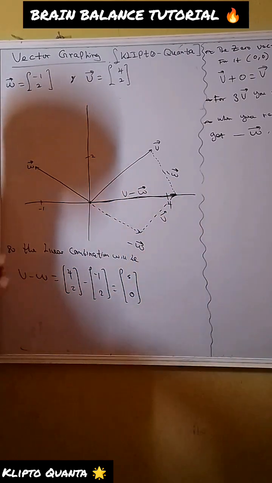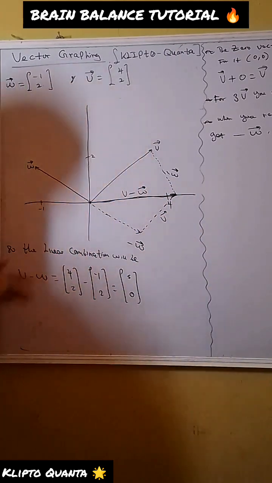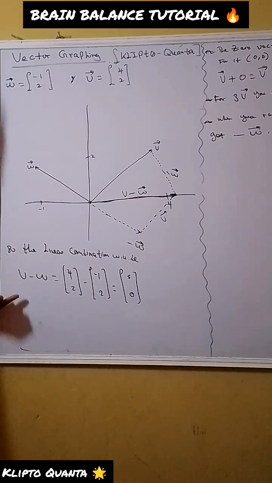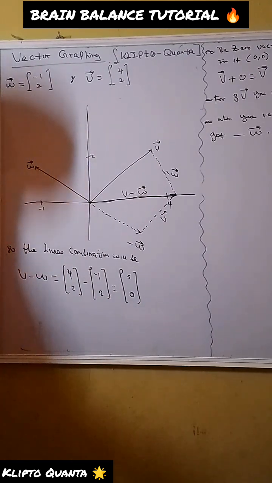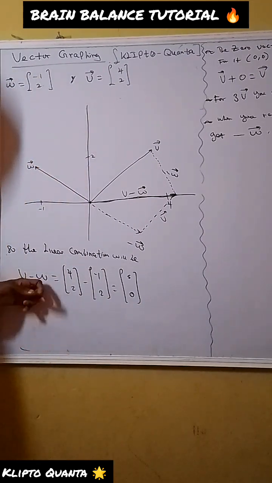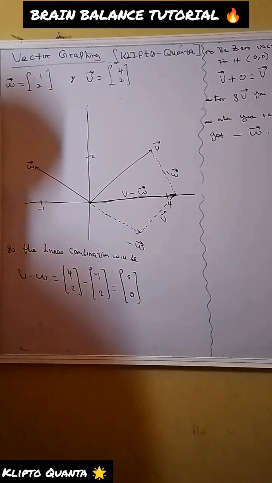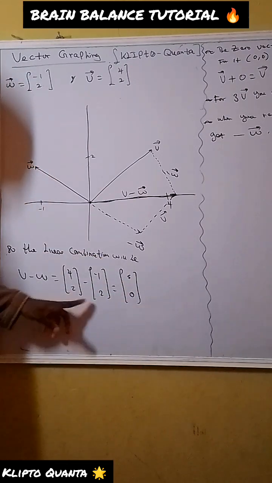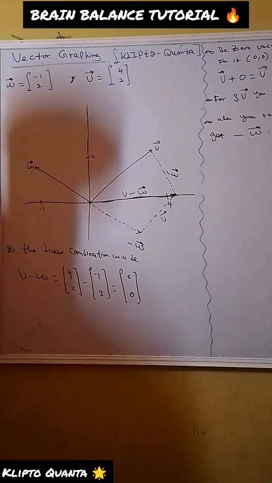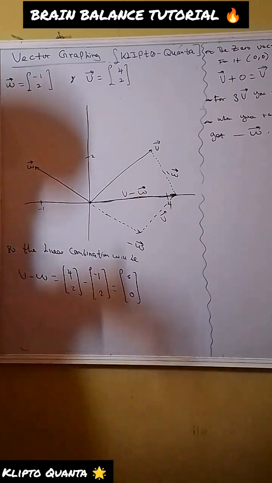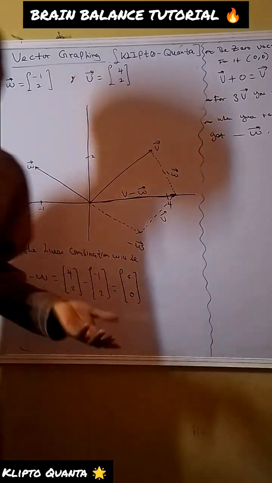So the combination, or we're just saying the linear combination of vector v and w, is just like saying v plus negative w, which will still give us vector v minus vector w. And just like normal subtraction, you have 5 and 4 minus negative 1, you have 5, then 2 minus 2, you have 0. So that is the literal aspect of graphing the vector in a two-dimensional plane.